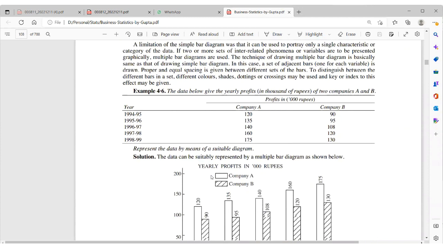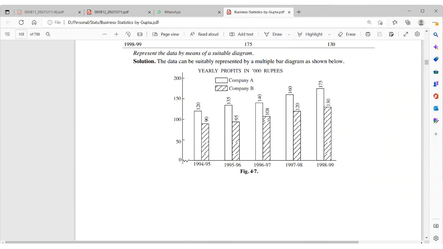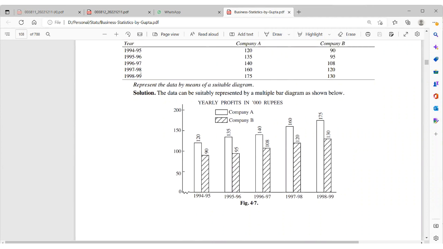Multiple bar diagram. The data below is the yearly profit, in thousands of rupees, of the two companies A and B: 94 to 95, 95 to 96, and so on for company A and company B, right? So on the x-axis, we write these years, 94 to 95, 95 to 96, and so on. On the y-axis, the maximum is 175, so we make it up to 175 or 200, right?